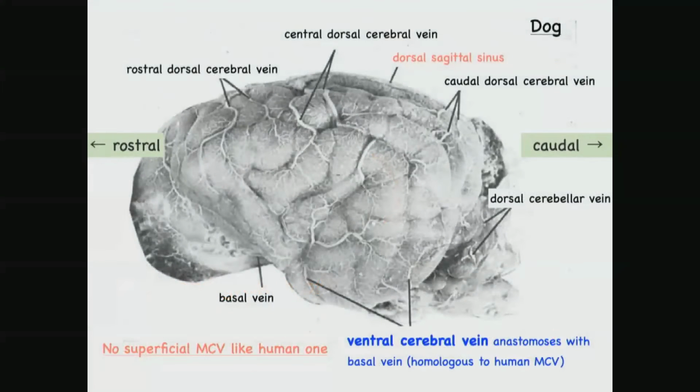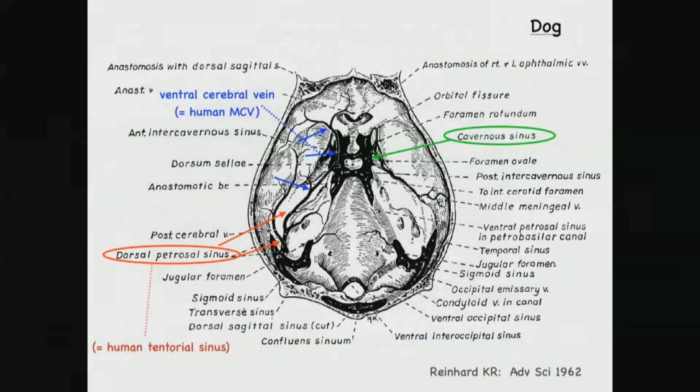This is the lateral surface of the dog's brain. There is no superficial MCV like the human one, because the ventral cerebral veins are anastomosed with the basal vein. This is the buttocks view of the veins. The ventral cerebral vein, equivalent to the human MCV, was connected to the dorsal petrosal sinus, which is a tentorial sinus. And interestingly, there is no communication between the cavernous sinus and the MCV.